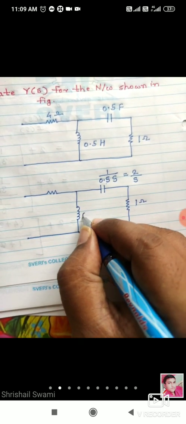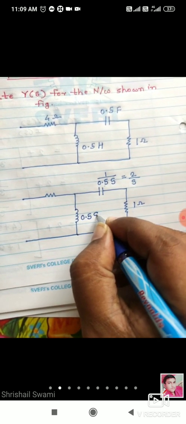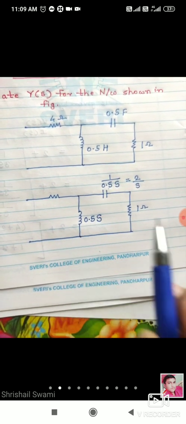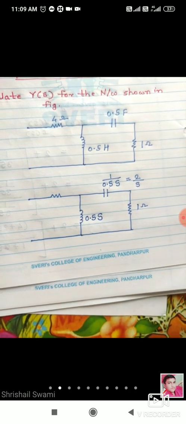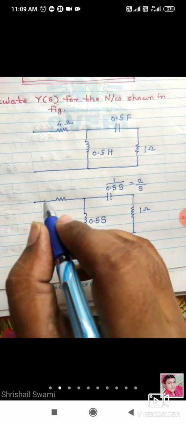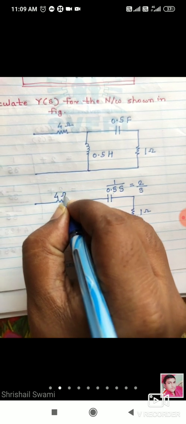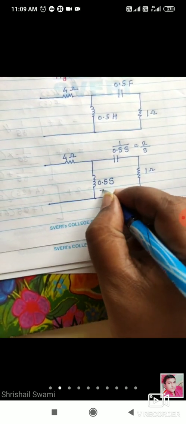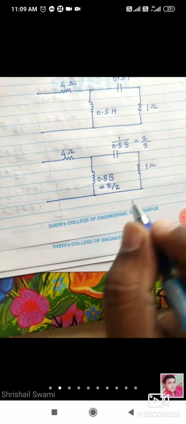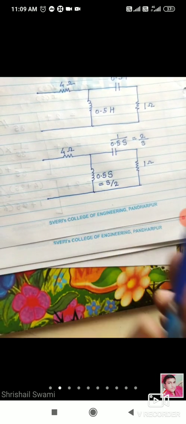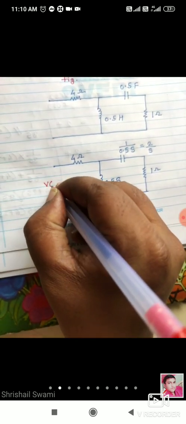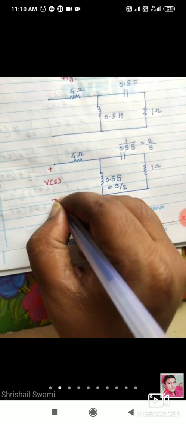Similarly here 0.5 S, because it is an inductor. Don't make changes here, you can take it as it is, or you can take S by 2. S by 2 also you can take, no problem. So 1 upon 2 means 0.5. And this is 4 ohm. Now next one, V of S with plus minus, and this is I of S.